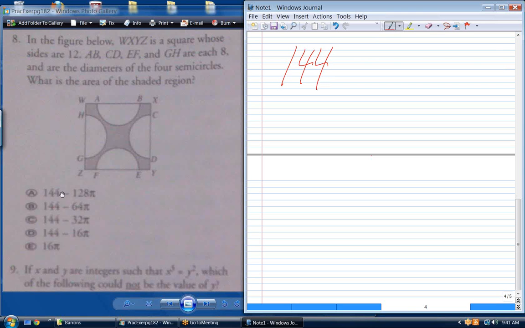Okay, that's not much help since 4 of those answers are 144. In other words, that doesn't narrow it down a lot, so we do have to finish the problem. And the diameter of each of these semicircles is 8. So what's the total area of the 4 semicircles?